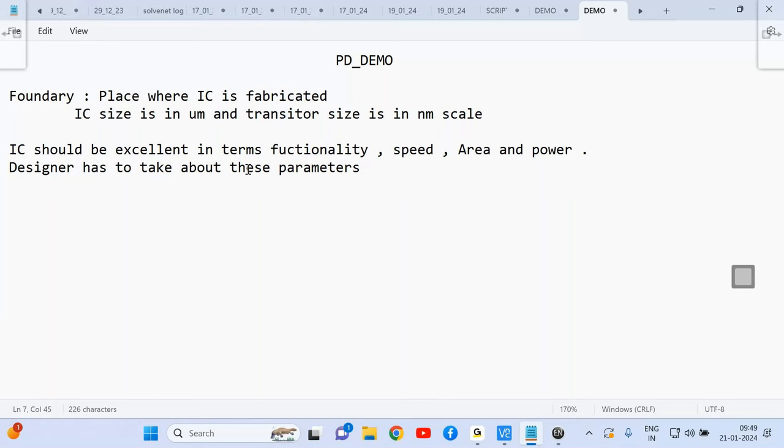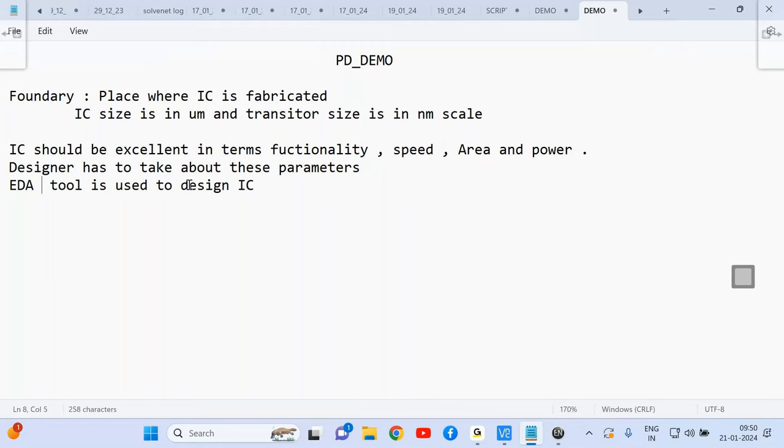Okay, now what can the foundry understand then? The designer is going to design an IC by using an EDA tool. So an EDA tool is used to design IC. We engineers are the designers, right? We are going to design the IC by using an EDA tool. Electronic design automation tool. So an EDA tool is used to design an IC, integrated circuit.